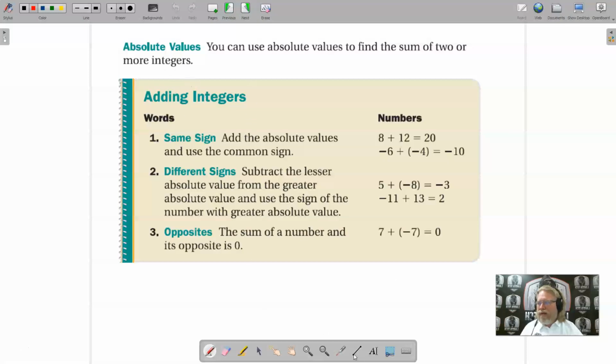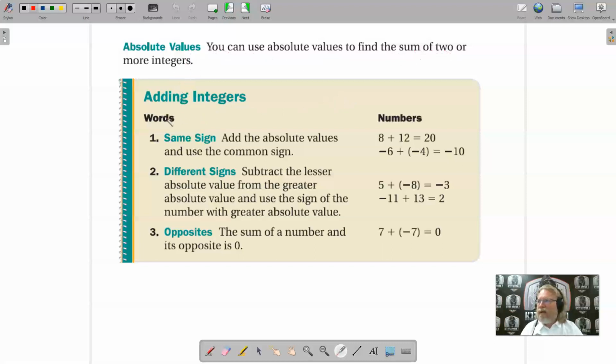Absolute values. You might have heard me using the term absolute value in my description. That's because I knew I was leading up to this concept. And that concept is this. You can use absolute values to find the sum of two or more integers.